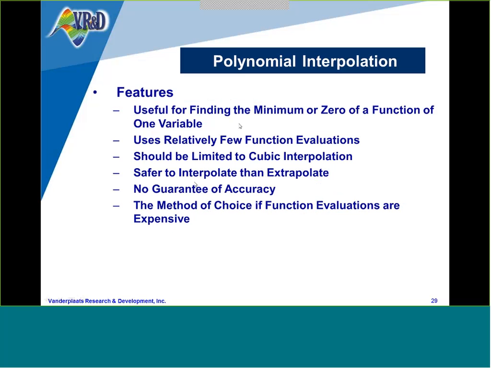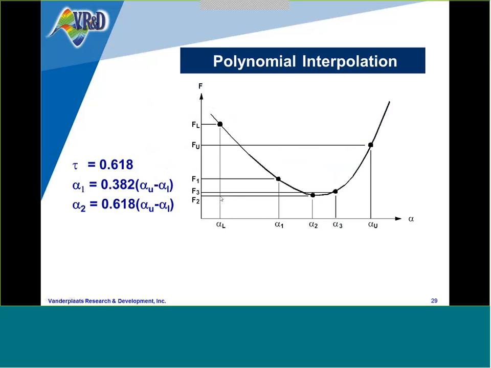Polynomial interpolation is good for finding the minimum or zero of a function of one variable. It takes relatively few function evaluations. It should be limited to cubic interpolation. If you go higher, it takes more points to get to the optimum. We simply use the nearest 3 we have, or 4. It's better to interpolate than extrapolate, and there's no guarantee of accuracy. However, if function evaluations are very expensive, that is, when we calculate the elevation on the hill or the distance to the fence, then this tends to be the method of choice.